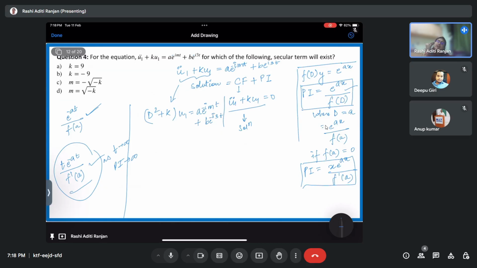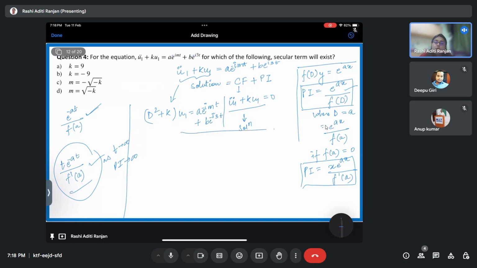So if I have terms of this sort, then what is going to happen? It is going to give me a solution which is not possible physically. So when we are going to find the approximate solutions, it is very important that we keep in mind that we have to avoid any kind of secular term. So that is what we are doing over here.